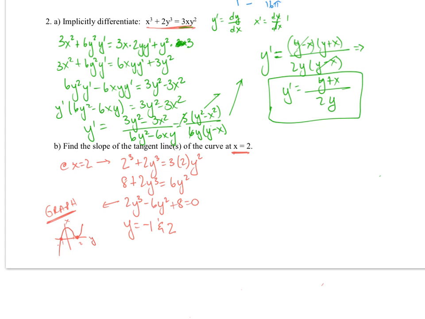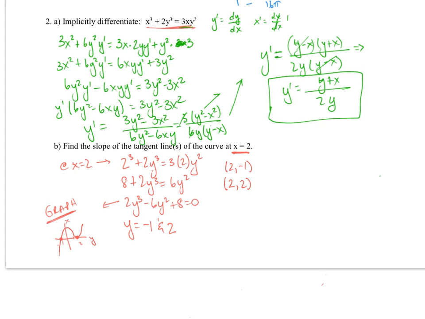So I've got 2 points here. This is what this means. I've got the point (2, -1), and I've got the point (2, 2). These are where my tangent lines occurred, and I need to find the slope of the tangent line there.